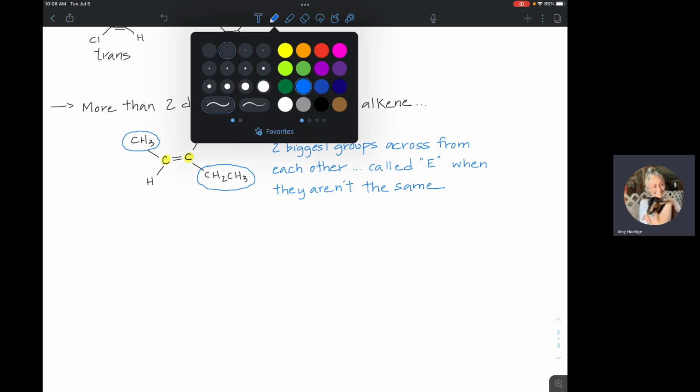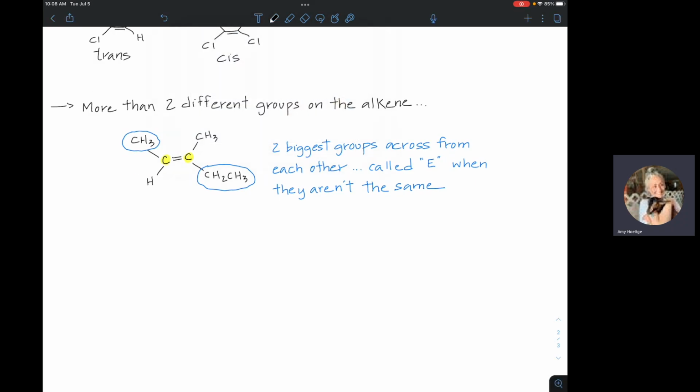If, for example, I have a molecule where I've got, say, an ethyl group on one side, so here's my double bond, and I guess we'll just put our hydrogen down here again. We'll put a methyl group down here, and we'll put something bigger over here. Say we have an isopropyl group.